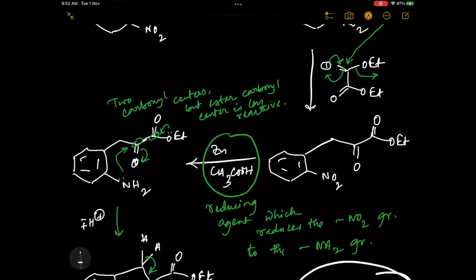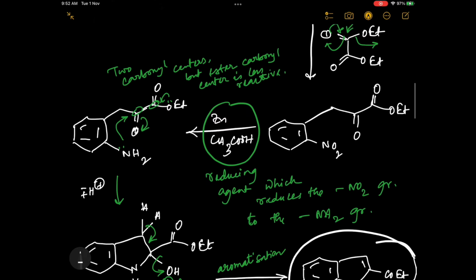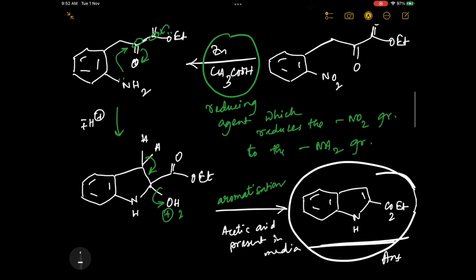So what happens is NH2 actually attacks the other carbonyl which does not have the OEt, and then a 5-membered ring ensues, and proton exchange also happens. And after that the two H's that are present, and also acetic acid is present in the media, so aromatization occurs. One H eliminates, and H2O water is also eliminated, and we also get the aromatic product that we have as the answer. So this is basically a substituted indole product that forms after the overall reaction.